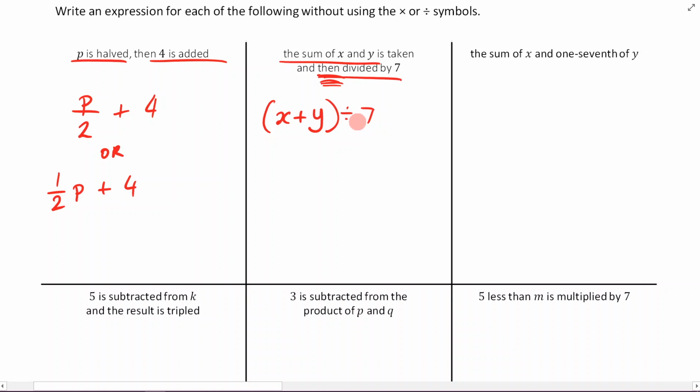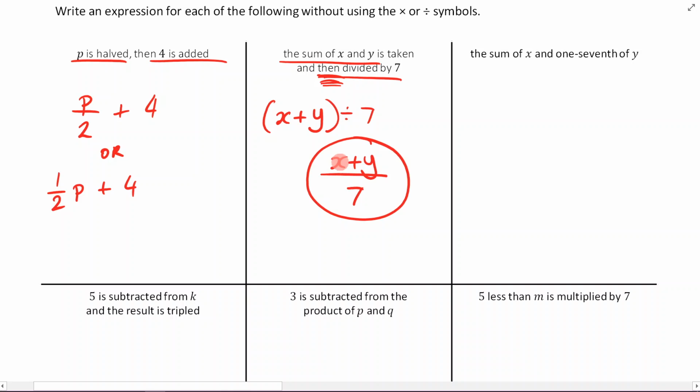Now, remember, we don't like putting in the division symbol. So the way that we would write this is x plus y over 7. That's how we would write it. That is your final answer: x plus y over 7. And that's saying x plus y first, then over 7.